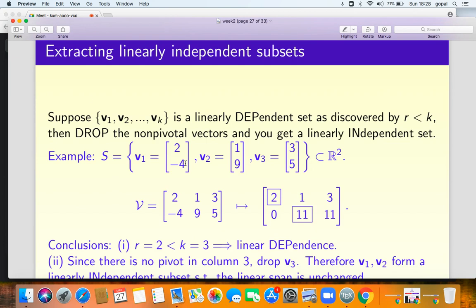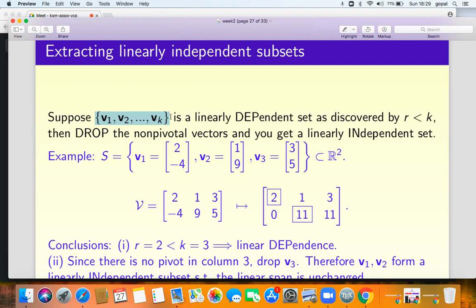So here you have a bunch of vectors v1, v2, ..., vk. Now, if this set is linearly independent, do nothing. If it is linearly dependent, then one of the vectors is a linear combination of the others, and so this particular vector can be dropped and you get a smaller set. If the smaller set is linearly independent, stop. Otherwise, delete one more vector, which happens to be a linear combination of the others.